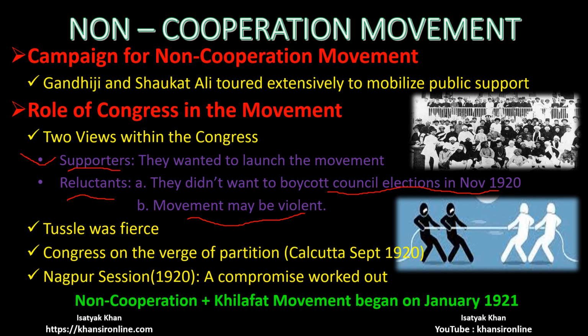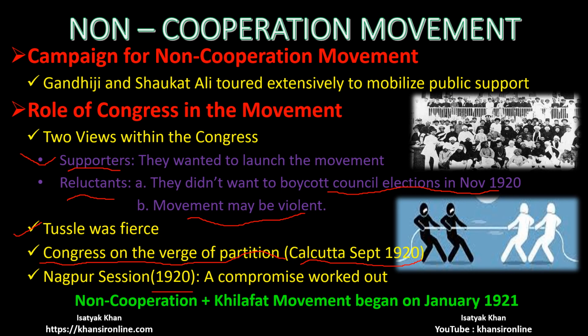There was a big tussle in the Congress, especially at the Calcutta session that was held in September 1920. At the Calcutta session, September 1920, Congress was on the verge of partition. The differences of opinion were so wide that it seemed that the Congress would be divided into two parts. Bifurcation of Congress was there. So the session was called off, and the next session was called in December.